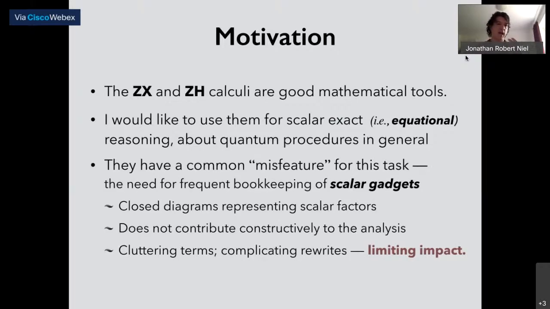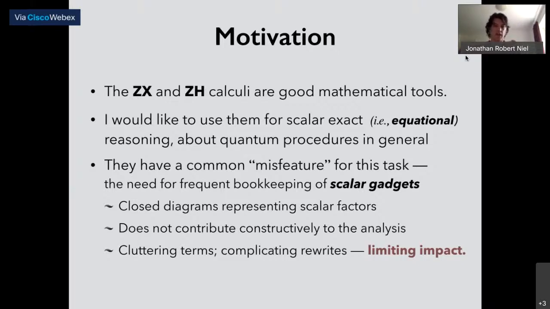The problem that I have with this is that they've got a common misfeature for this task, which is the need for frequent bookkeeping of what I'll call scalar gadgets. And it may be clear to you what this means. I'll introduce what this means to you. They're closed diagrams whose job is to represent a scalar factor. And the ones that I mean in particular are ones that don't contribute constructively to the analysis.